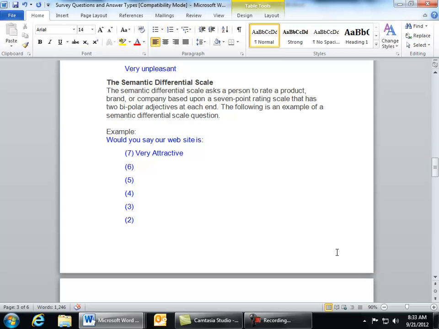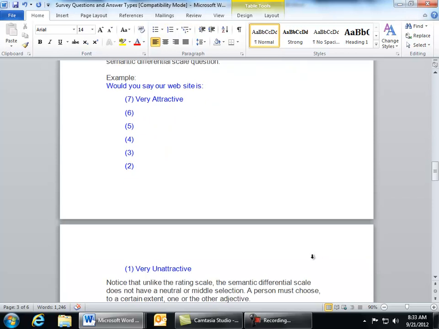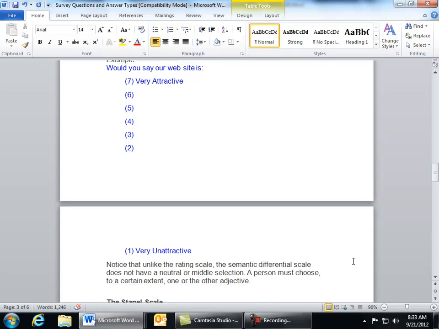Would you say your website is very attractive or very unattractive? And then they would ask the person to rate anywhere from 1 to 7. If you really like it, of course, maybe it's very attractive. If you're not feeling it, it's probably very unattractive. So, notice that unlike the rating scale, the Semantic Differential Scale does not have a neutral or middle selection. A person must choose to a certain extent one or the other adjective.